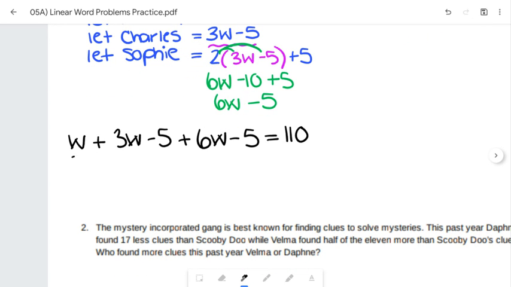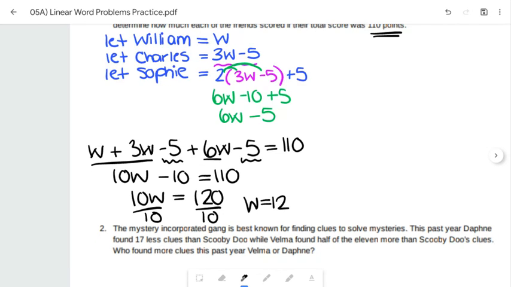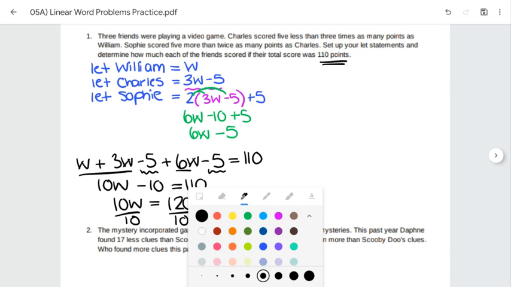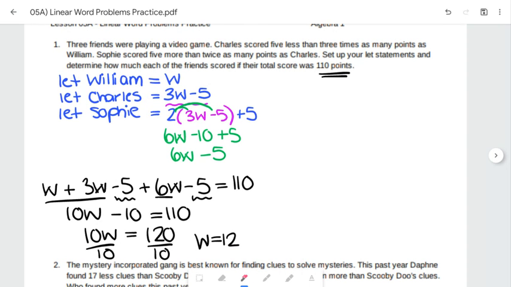Now I'm going to combine my like terms. We have the W's here, so we'd end up with 10W. We get our numbers here, subtract 10, equal to 110. I'm going to add 10 to both sides, so we get 10W equals 120. And when I divide both sides by 10, we get W equal to 12. So right now, when I find each of these 3 friends, we already know that William scored 12 points.